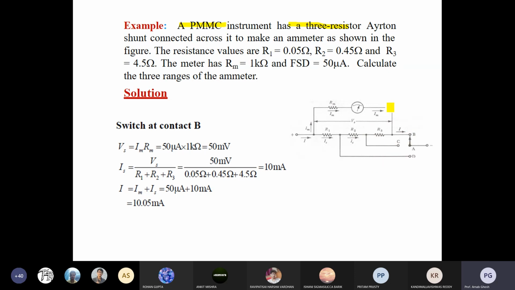Okay, so in this numerical you can see that an Ayrton shunt is connected across it to make the ammeter, as shown in the figure. That figure is given. The resistance of R1 is given as 0.05 ohm, R2 is 0.45 ohm, R3 is 4.5 ohm.